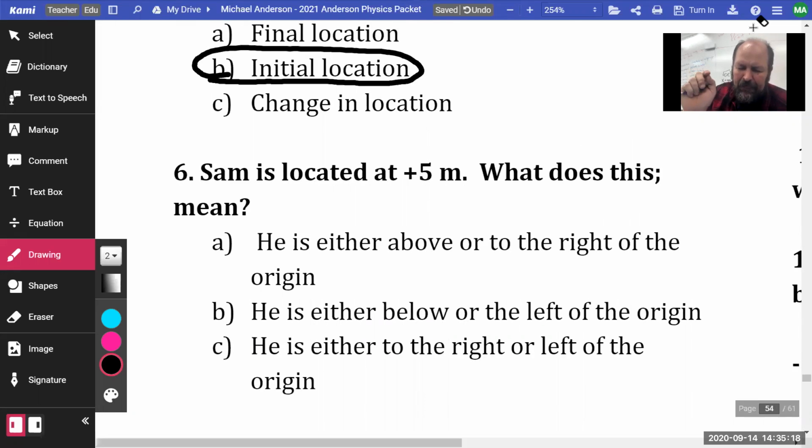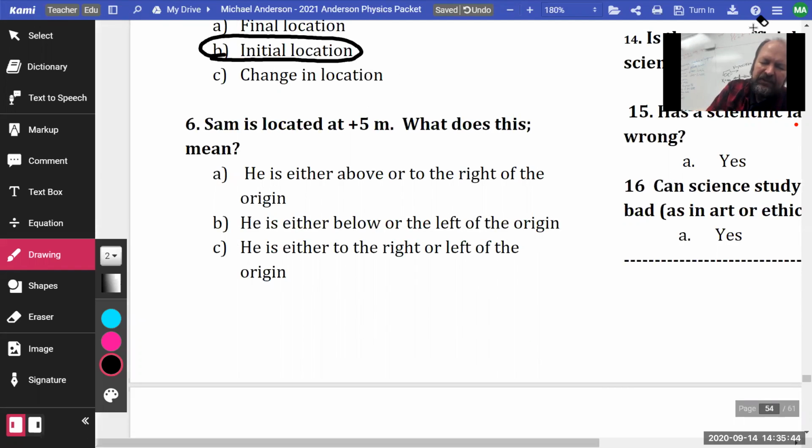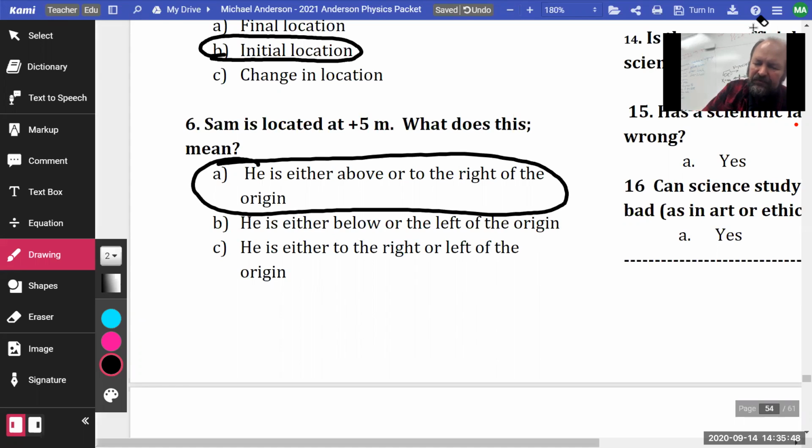Number 6. Sam is located at positive 5 meters. What does this mean? Does it mean A, he's either above or to the right of the origin? Option B, he's either below or left of the origin. Or letter C, he's either to the right or to the left of the origin. What does it mean? The answer is, he is located either above or to the right of the origin.